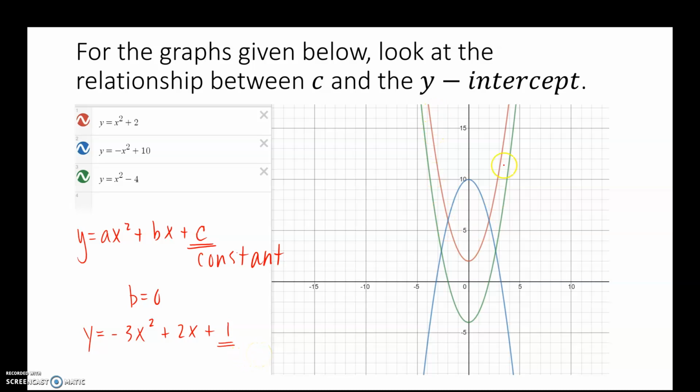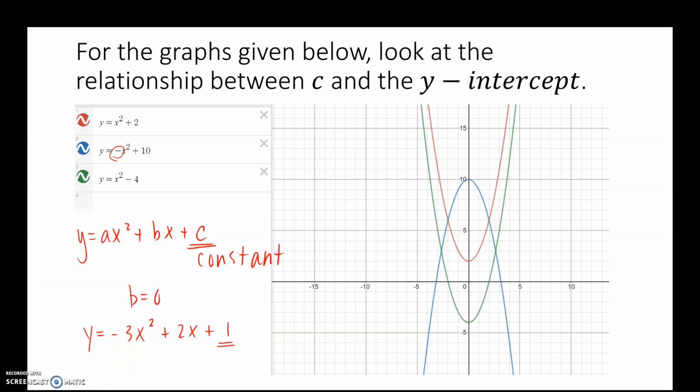Okay, so in red is the graph of x squared plus 2. In green is the graph of negative x squared plus 10. So there we have that negative in there. And in green is the graph of x squared minus 4. Now, maybe you're asking me, but Mrs. Foreman, what is a y-intercept?